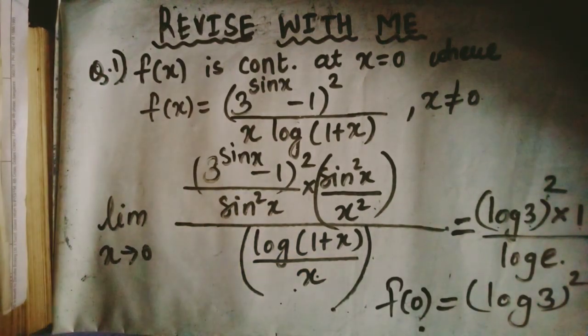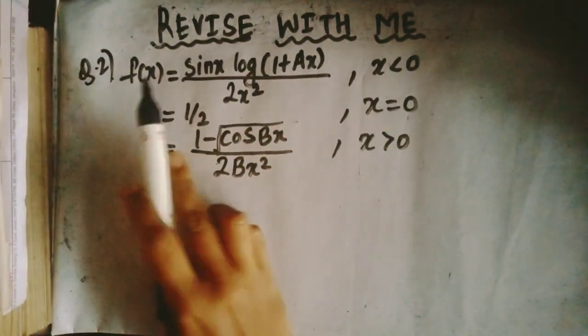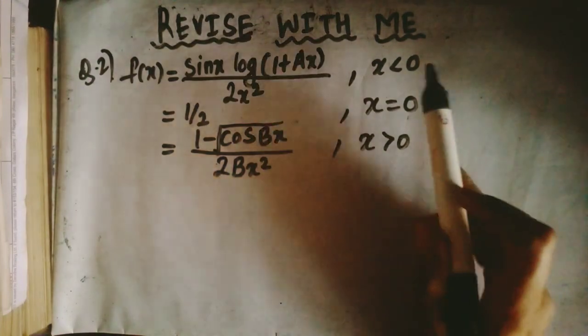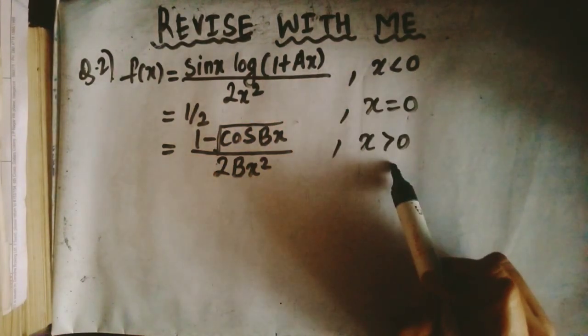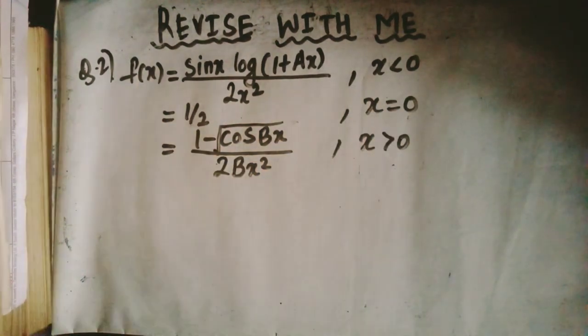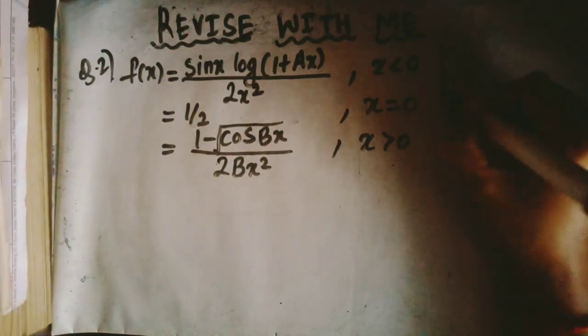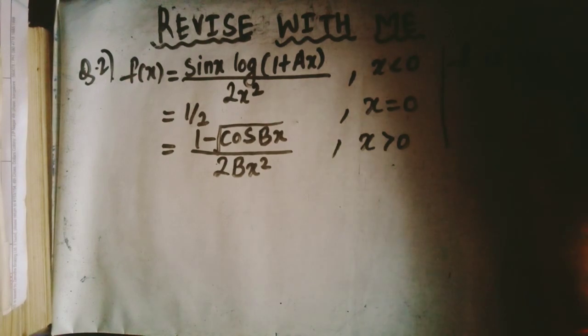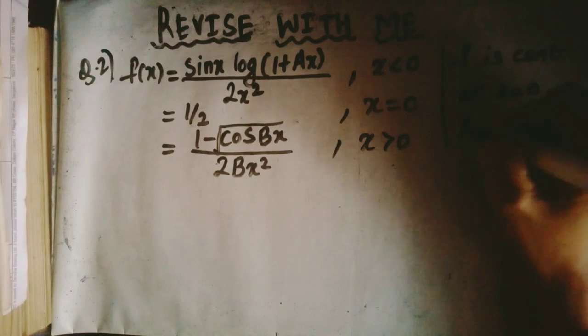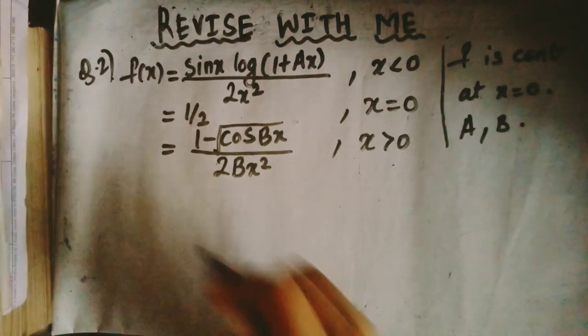Okay, this is the question which is given. Now your function is defined in 3 ways. Okay, this is for x less than 0, this is for x greater than 0, and at x equal to 0 it is half. Okay, and the information which is given is f is continuous at x equal to 0. You have to find a and b.